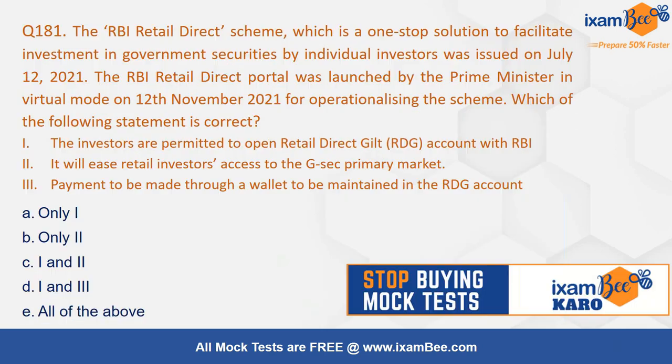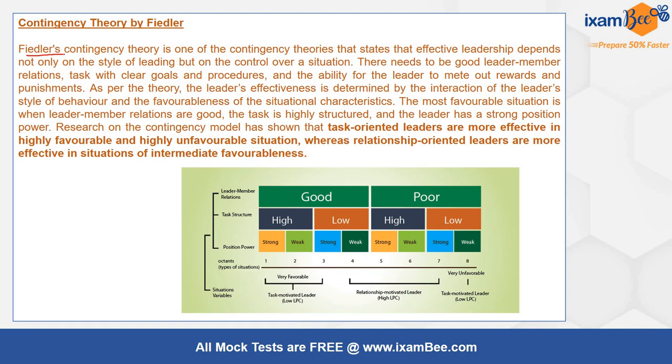This LPC concept is based on Fiedler's contingency theory, and as the name suggests, contingency. So it says it's not only about the leadership style but also the situation, whether that leadership style is good for controlling a situation. The most favorable situation is when the leader-member relations are good, the task is highly structured, and the leader has strong position power. Task-oriented leaders are more effective in a highly favorable and highly unfavorable situation. So both kinds of situation, both extremes.